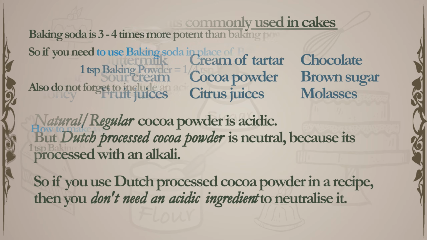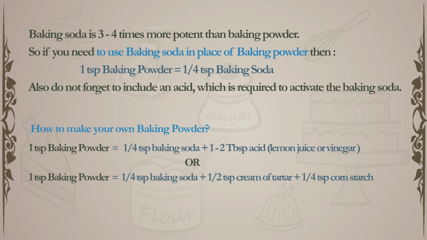Baking soda is 3 to 4 times more potent than baking powder. So if you need to use baking soda in place of baking powder, then use 1/4 teaspoon baking soda in place of 1 teaspoon baking powder. Also, do not forget to include an acidic ingredient which is required to activate the baking soda.